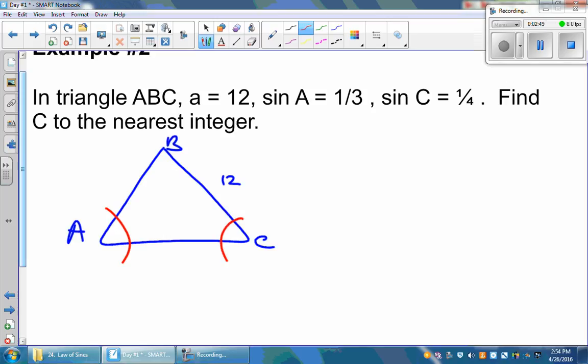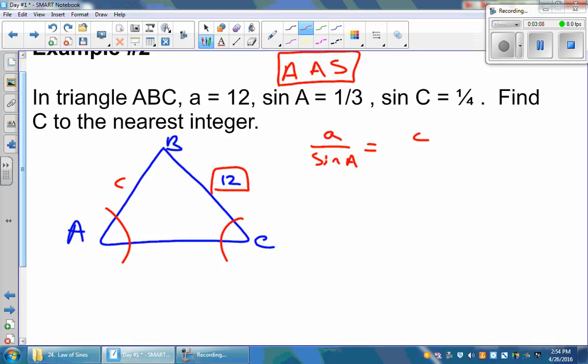Once again, if you look, I do have two angles and I do have one side. So if I have angle, angle, side, that's my clue that it's a law of sines question. Now we're looking for little c. So I'm going to set up my proportion. I'm going to say that little a over the sine of big A is equal to little c over the sine of big C.